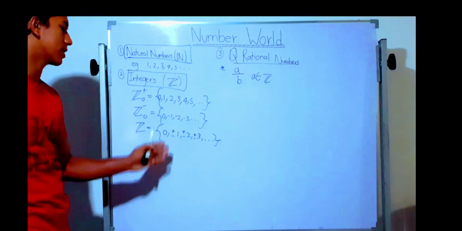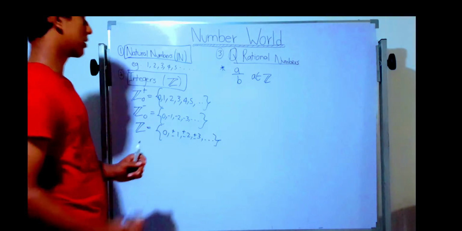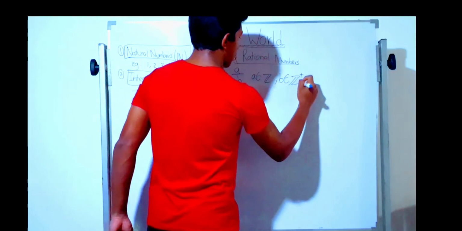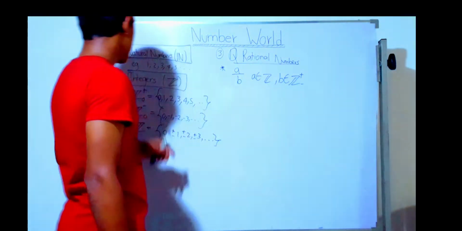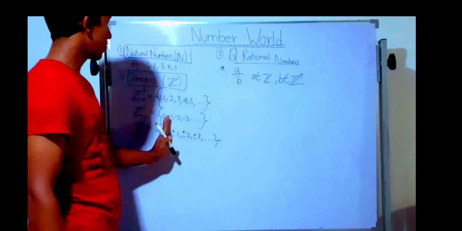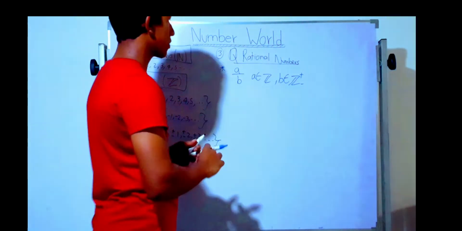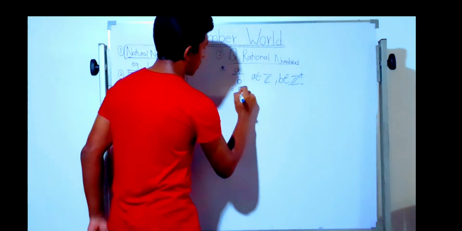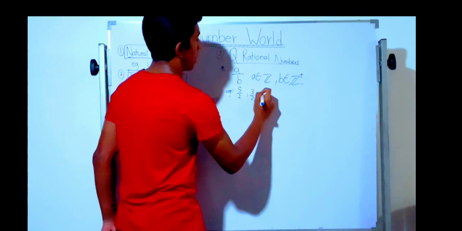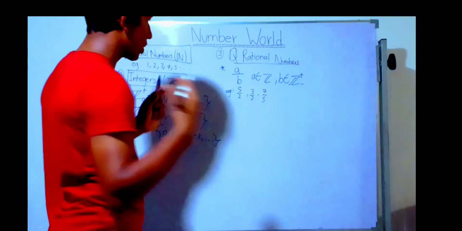So it could be 0, plus or minus 1, plus or minus 2, plus or minus 3, or any number in this integer series. However, b is an element of integers, but only plus or minus, which means that b cannot be equal to 0. It could be a positive integer or a negative integer. So without 0, it could be any of these. Okay, so rational numbers include those. A few examples would be 5 over 2, 3 over 2, and we could take 7 over 5 or any fraction like that, which is not a whole number.